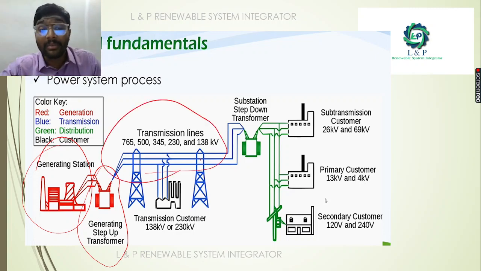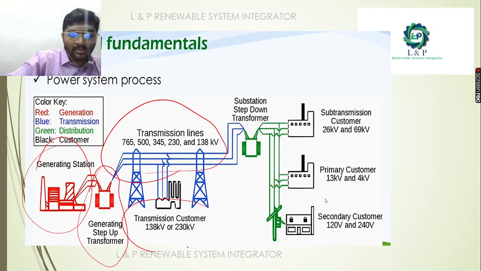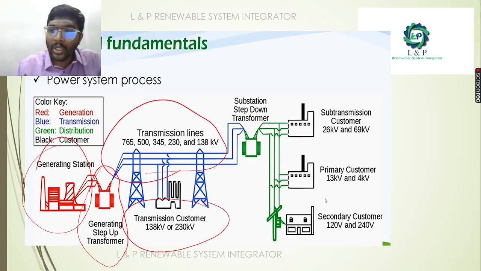Transmission line voltage ranges can be 500 kilovolt, 345, 220, 180 kilovolt, or something like this. So many things are going to be there. These are the transmission customers who are going to use 180 kilovolt or 230 kilovolt.